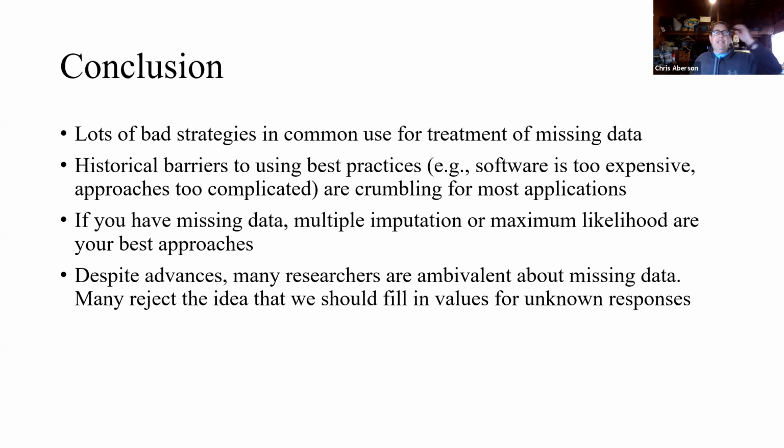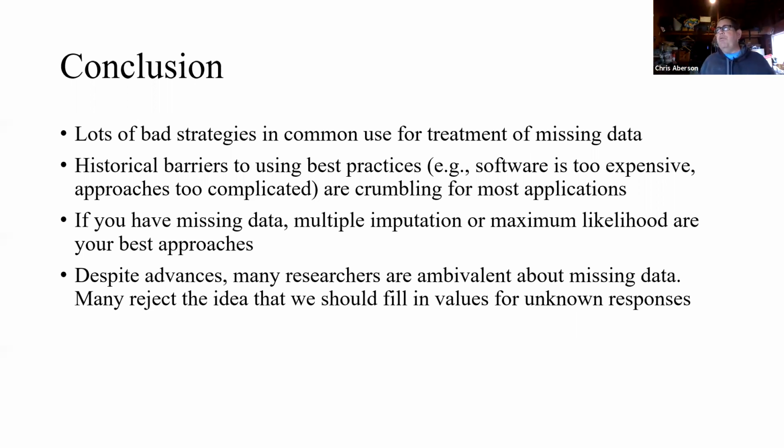All right, so conclusions. A lot of bad strategies are in common use for treatment of missing data. Again, just because it's published, just because you're in a lab and that's what the person you're working for does, doesn't mean it's right. Historical barriers to those best practices, needing expensive software, for example, have crumbled for most applications. We no longer have that excuse. If you have missing data, it's maximum likelihood or multiple imputation all the way. Despite our advances, a lot of researchers remain ambivalent about missing data. Many of them reject the idea that we should fill in values for unknown responses.